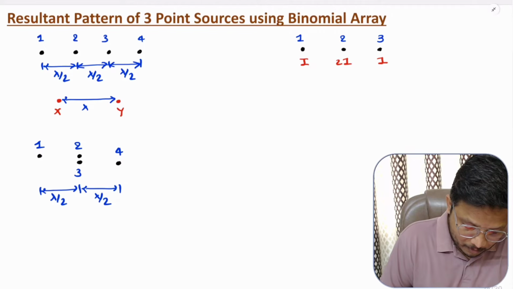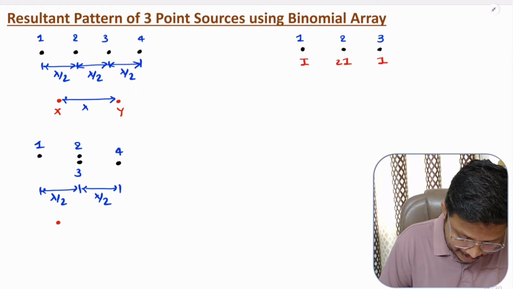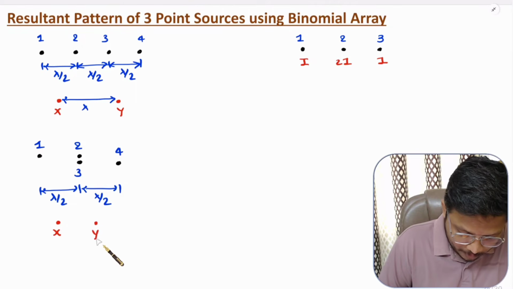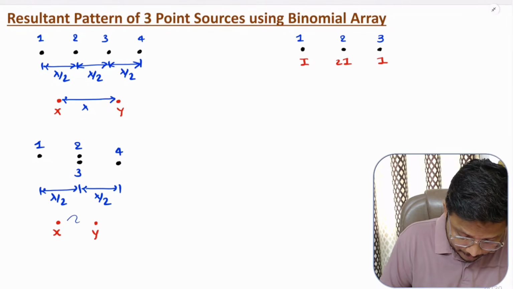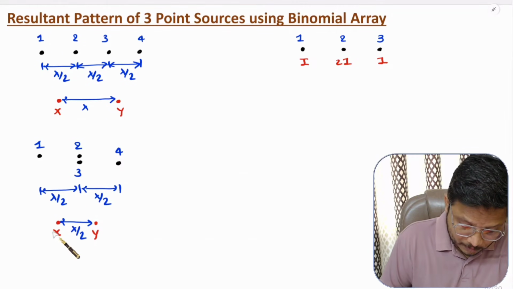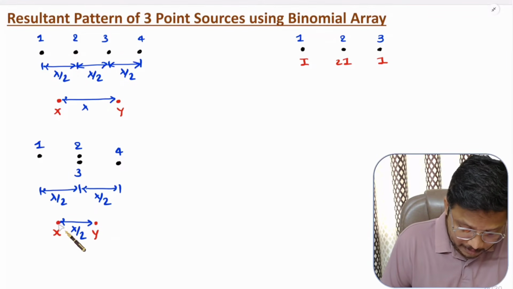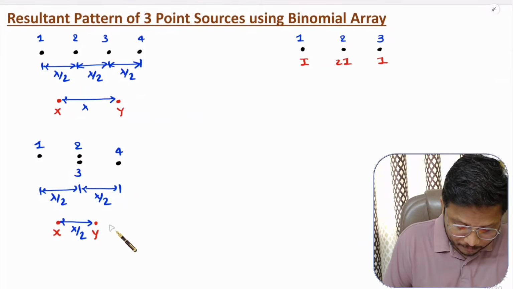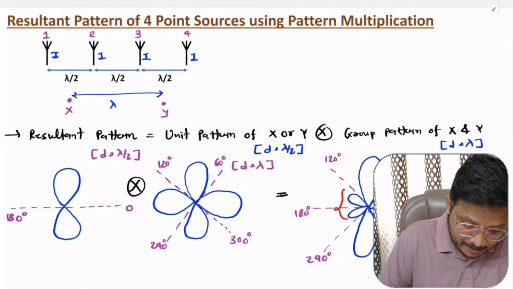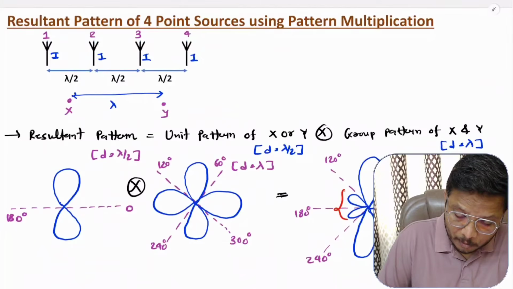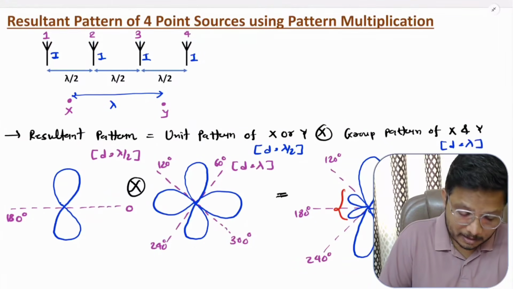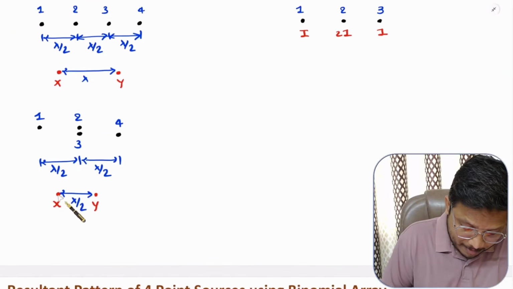Right. Now if you take a group of 1 and 2, let us say that is X, and if you take a group of 3 and 4, that will be Y over here. So in between X and Y, if you observe, spacing is lambda by 2 only. So the resultant pattern is how much? Resultant pattern is unit pattern of X or Y into group pattern of X and Y. Previously we had spacing lambda with group pattern of X and Y. Now we have spacing lambda by 2 only.